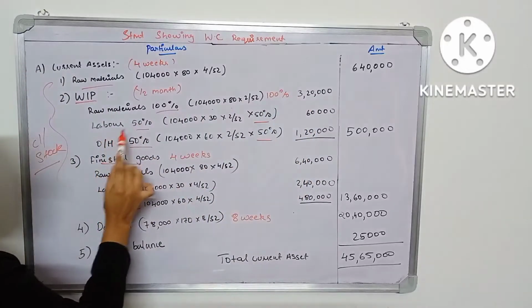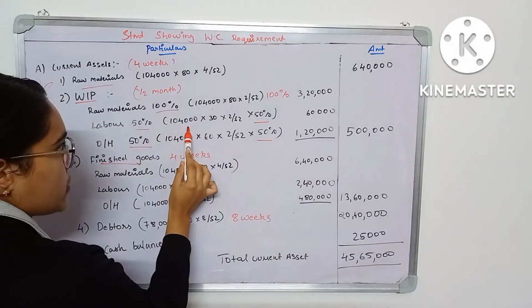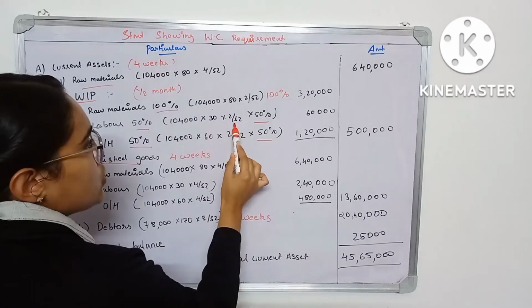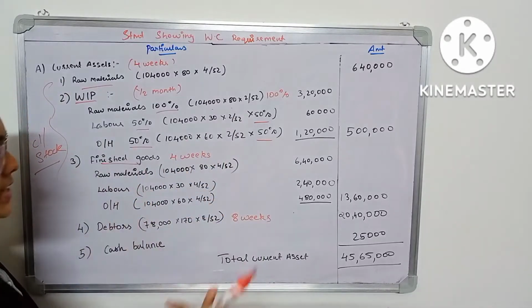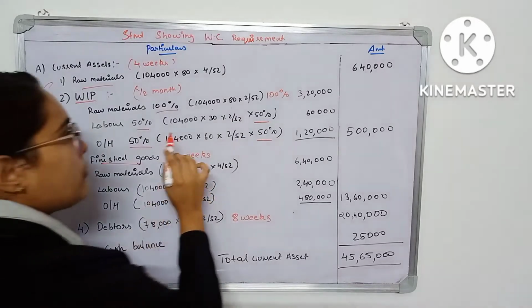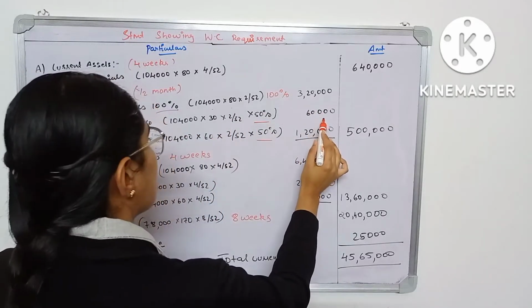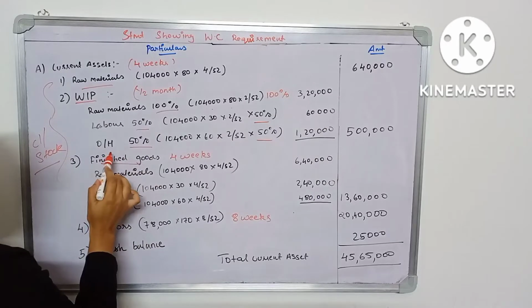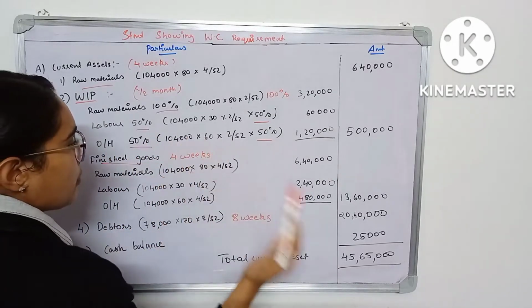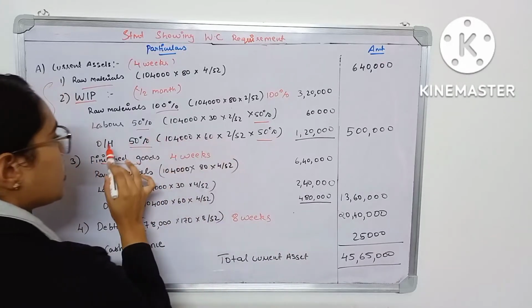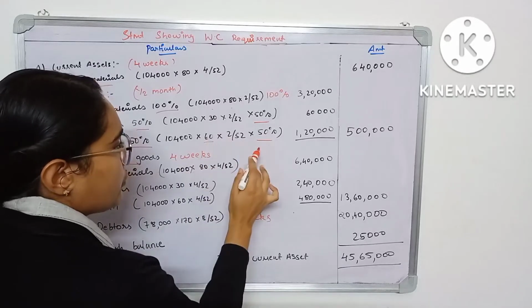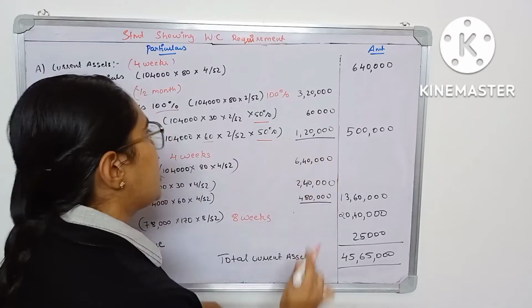Then for labor, you have the total number of output produced into per unit cost. It was 30 given in the question. Then into 2 by 52, that is 2 weeks. Then you have to find 50% of that as per the rule. Then you will get 60,000 rupees for labor. Now overhead, again you have to calculate the 50%. So 1,04,000, that is the number of outputs, into per unit cost. Per unit cost of overhead is 60. So 60 into 2 by 52, and you take 50% of it and you get 1,20,000.